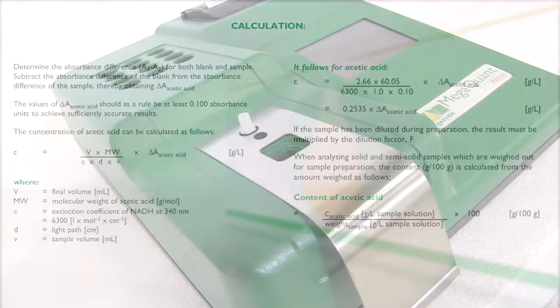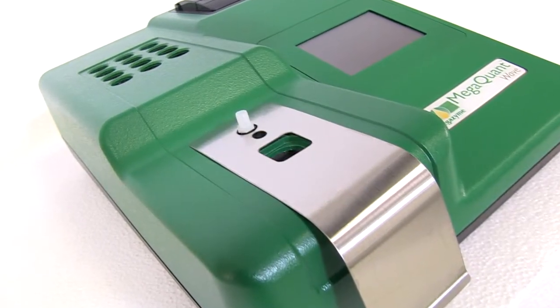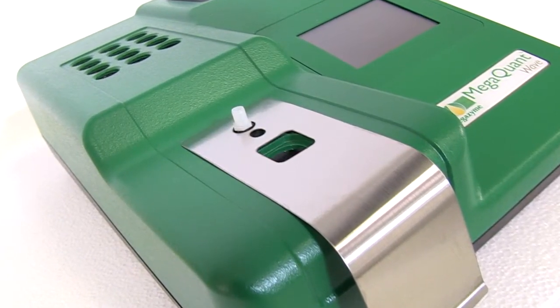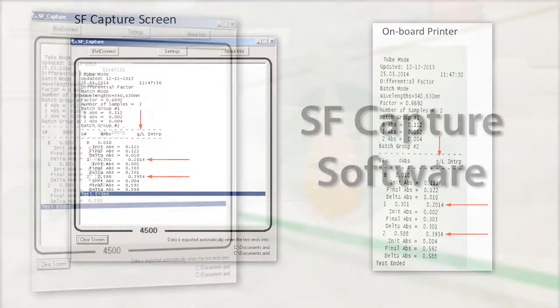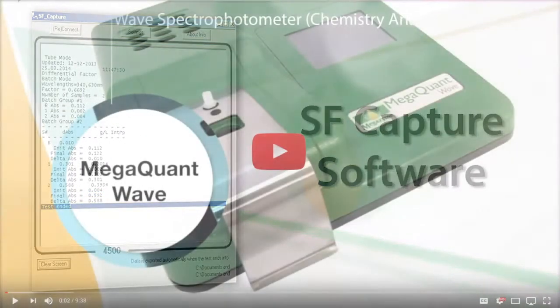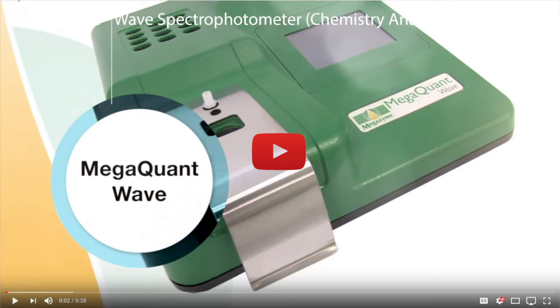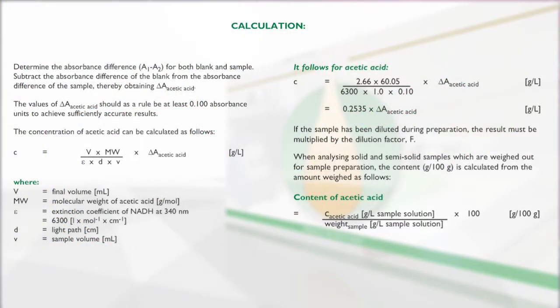When performing this test using the pre-installed protocol on the MegaQuant Wave spectrophotometer, the results will be automatically calculated and printed via the onboard printer, where the data can be exported to a computer using the SF Capture software. Please see our MegaQuant Wave video for further details. If the results output are raw absorbance values for both blank and samples, calculations of acetic acid content can be performed manually as described in the calculation section of the kit booklet.